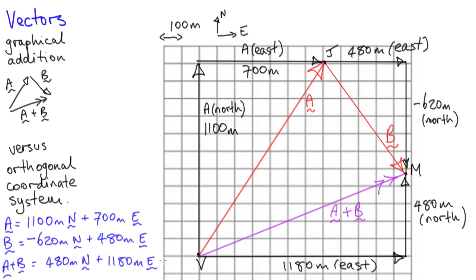I just need to make a final word about notation here. I've used the symbols N and E to mean vectors that point in the directions north and east respectively, but with just a single unit of length each.